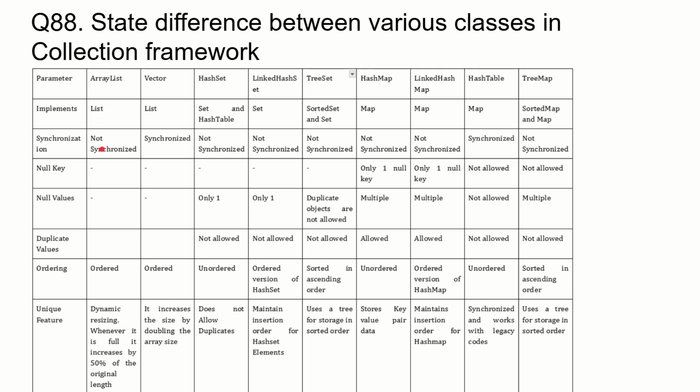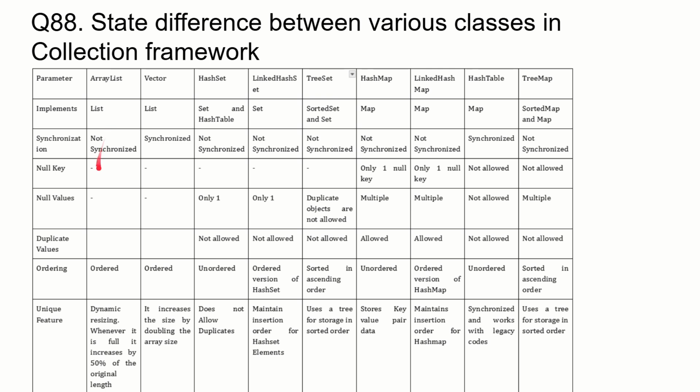Synchronization. ArrayList is not synchronized, but Vector is synchronized. HashSet is not synchronized. LinkedHashSet is also not synchronized. TreeSet is also not synchronized. HashMap is also not synchronized. LinkedHashMap is also not synchronized, but Hashtable is synchronized. And again, TreeMap is not synchronized.